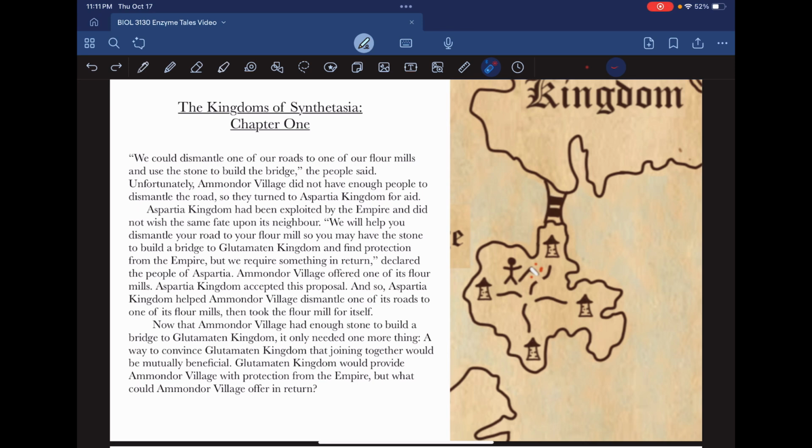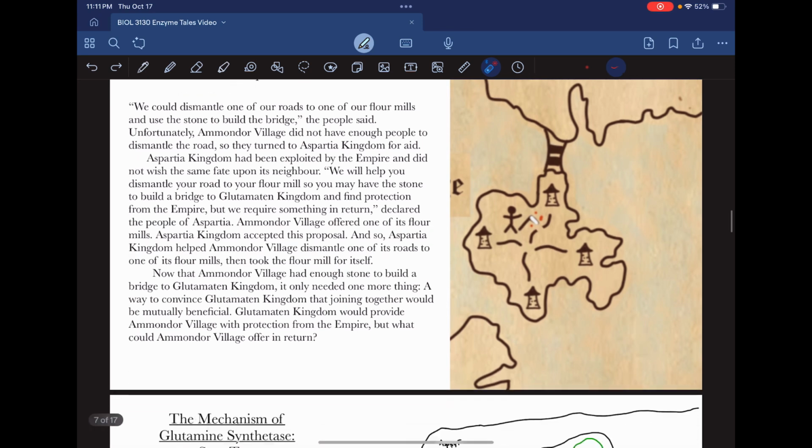Now that Amondor Village had enough stone to build a bridge to Glutamating Kingdom, it only needed one more thing, a way to convince Glutamating Kingdom that joining together would be mutually beneficial. Glutamating Kingdom would provide Amondor Village with protection from the Empire, but what could Amondor Village offer in return?